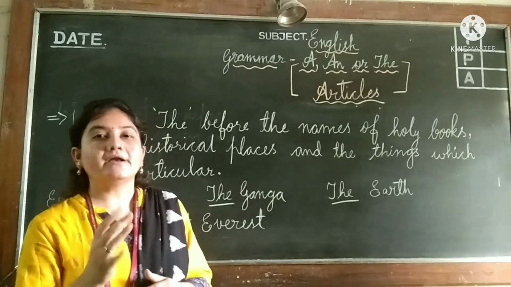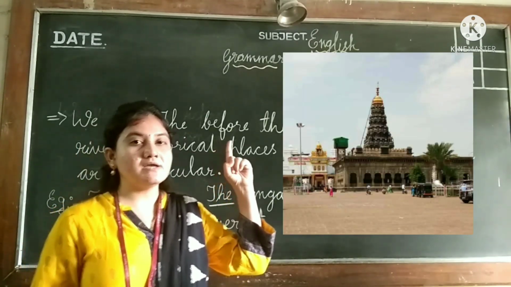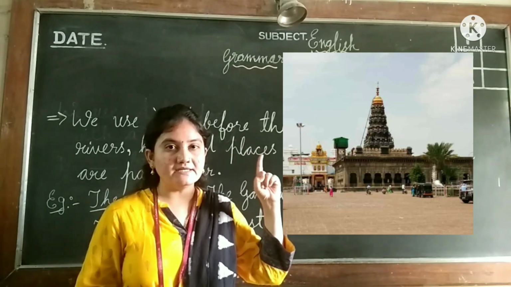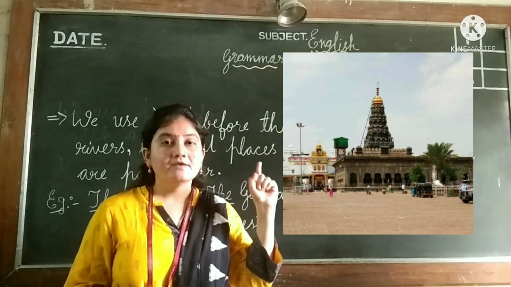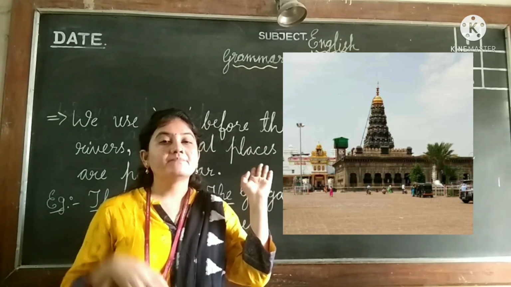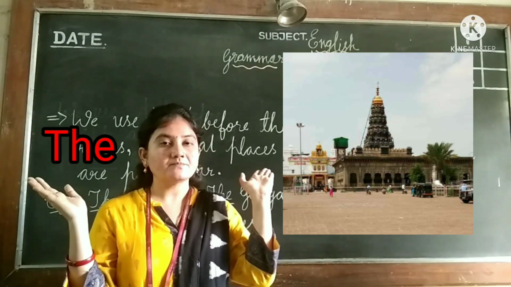city which are particular here. So can you see the Sharanabasweshwara temple it is, isn't it? So it's a particular name of a temple. So what we will tell? The Sharanabasweshwara temple, isn't it?